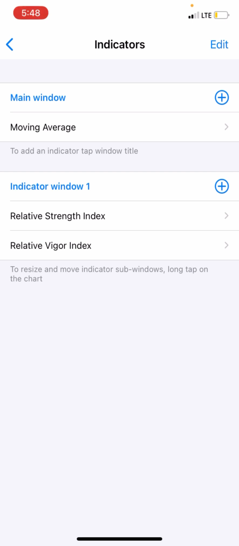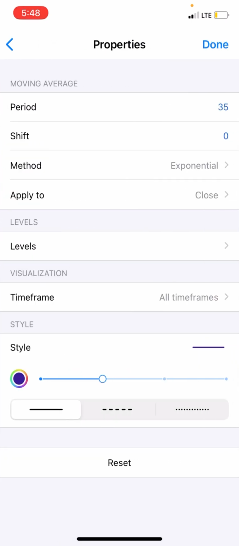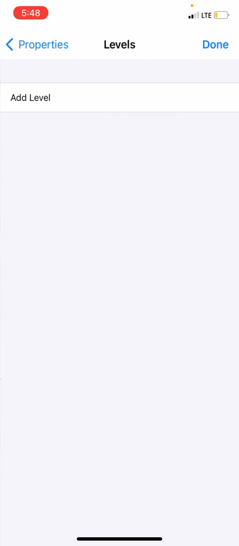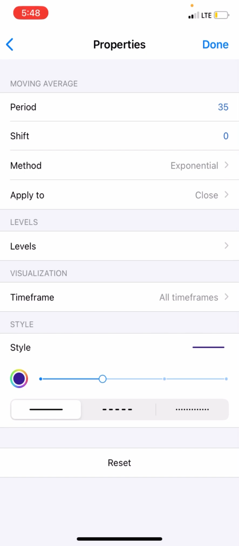We need the relative strength index. We need the relative vigor index. All right, moving average on the main window. These are the properties: period 35, shift 0, method exponential, apply to close. Levels are not needed, so you simply leave that empty. For visualization, you need to leave it at all time frames.